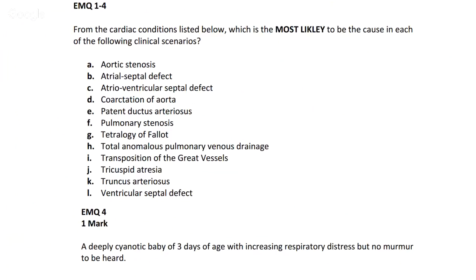Deeply cyanotic, 3 days of age, respiratory distress, but no murmur. What do you think they have? TGA? Why do they have TGA?